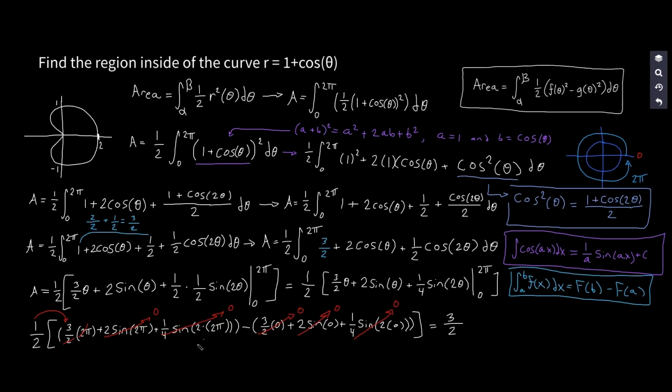Oh, but we're not done because this 2 only canceled with this 2. It didn't cancel with the pi. That pi is still intact. That means that we're going to multiply this thing by pi. And that means that our area is equal to 3/2 pi, which can be approximated out to be 4.712. And that's our area. So that's how you find the area inside of a cardioid.